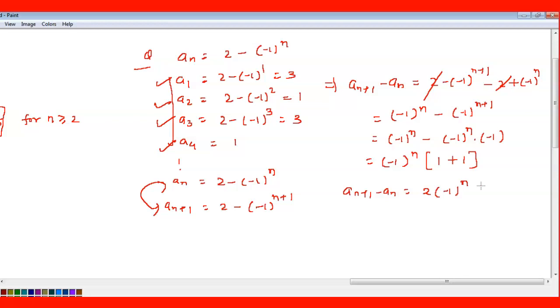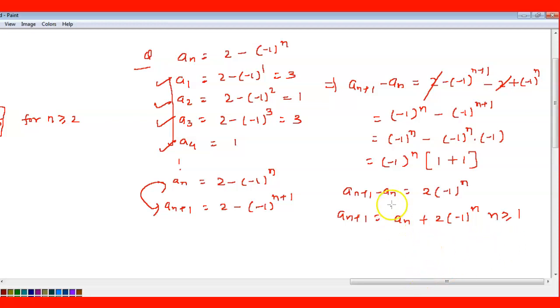So this is an plus 1 minus an. So an plus 1 you want to find here. You can write this is an plus 2 into minus 1 to the power of n. Any doubt? This is only applicable for n greater than or equal to 1. Getting here? Any doubt in this?